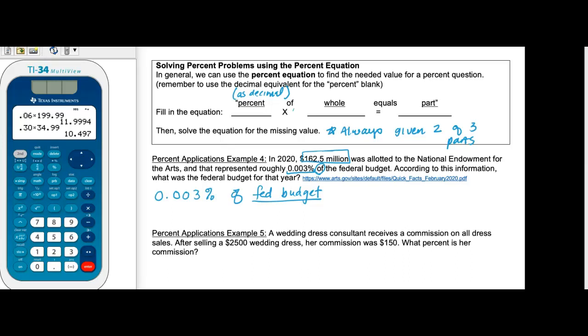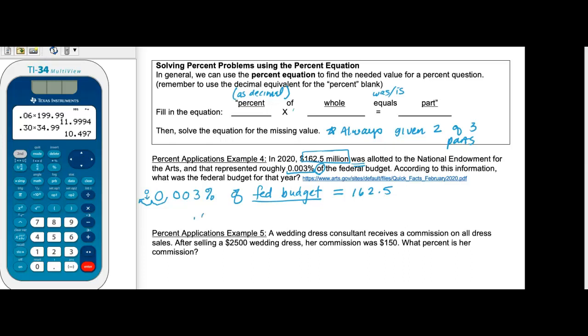So 0.003% of the federal budget was, which is really the same thing as is, so was, is, represents equal, so I'm going to write an equal sign, was $162.5 million. And so really we've got an equation here. We don't know the federal budget, so I'm going to write this over with an X here for federal budget, and then I'm also going to use a decimal here because we don't want to use the percentage in the equation. So I'm going to drop the percent sign, and then I'm going to move this decimal 2 spots to the left, putting a placeholder 0 here.